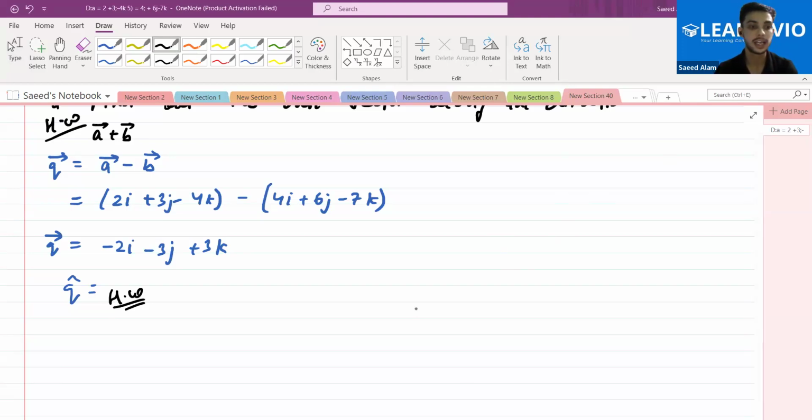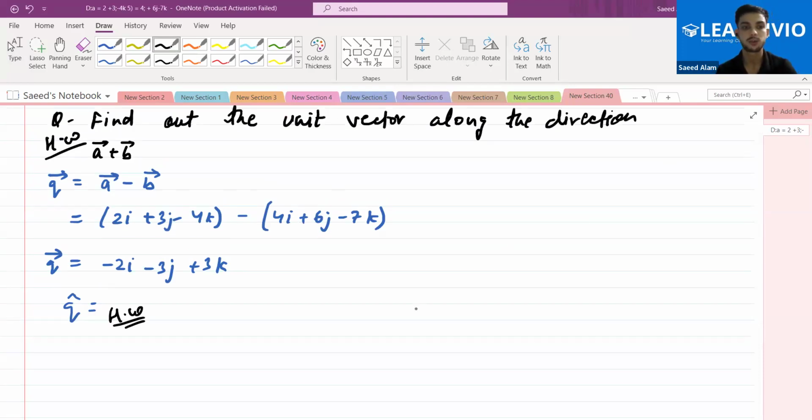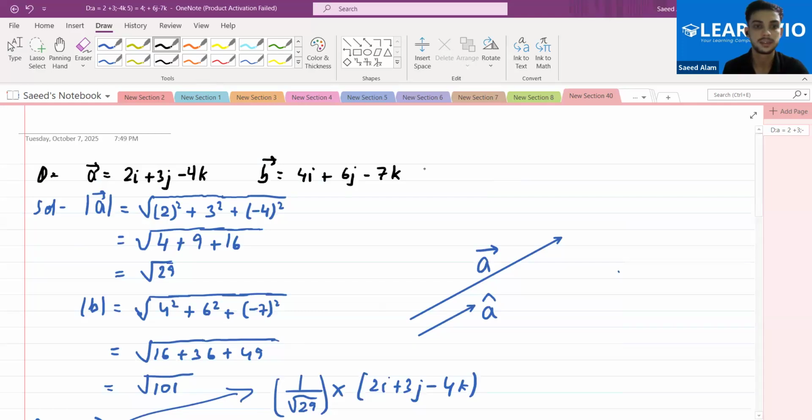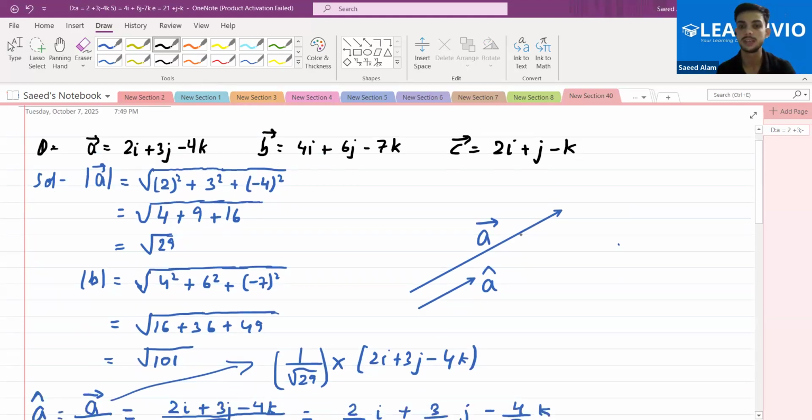So we are able to find the q vector, and all these things will be done very easily. Let's say I give you one more vector, the c vector, which is 2i plus j minus k. Instead of the sum of two vectors, I may ask you the sum of three vectors as well. You have to do it in the same manner, simply doing the sum of the three vectors.